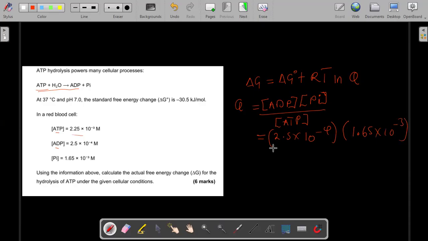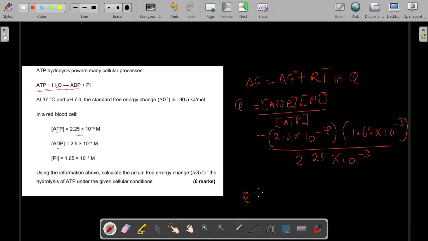Okay, divided by the concentration of the phosphate, the ATP that we've been given as a product there. So the concentration of the ATP in that case is 2.25 times 10 to the power -3. Now you can find the value of Q. Remember, this Q is a ratio. It won't have units. So let's find the value of Q, then we're going to use it to calculate our Gibbs free energy.